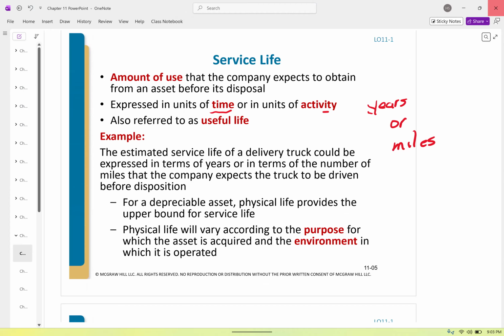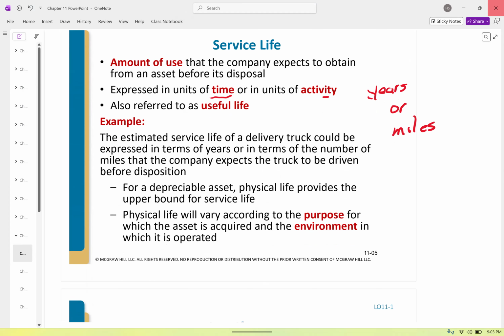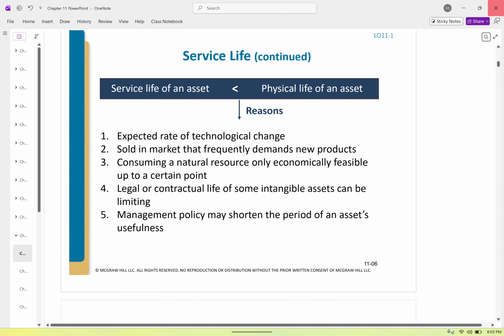Okay. We're not going to be able to measure it in units because it does not matter if there is one person sitting in that classroom or if there are 50 sitting in that classroom. The building is depreciating at the exact same rate. Okay. So, we've talked enough about service life.